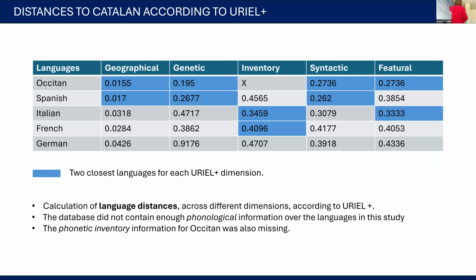So we find Italian and French being the closest ones from a phonetic inventory point of view. From a syntactic point of view, we find Occitan and Spanish being closest, and featural is basically the typology part, so basically verb system, gender system, and so on, where we find, once again, Occitan being closest, with Italian in a close second. Great, so this is basically what we find from a purely theoretical point of view.